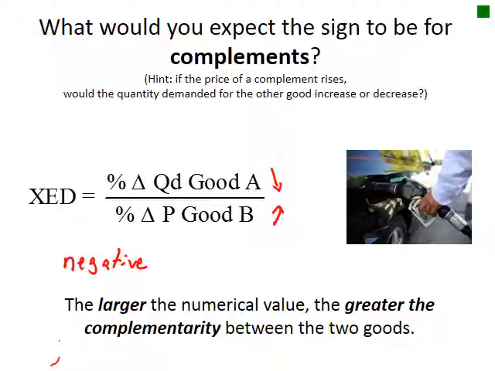I encourage you not to memorize this. If you are asked this in a test or exam situation, quickly give yourself an example of two complements and figure out what's going to happen. The larger the numerical value, the greater the complementarity between the two goods. So the larger the number, the stronger that relationship of the goods being complements is.